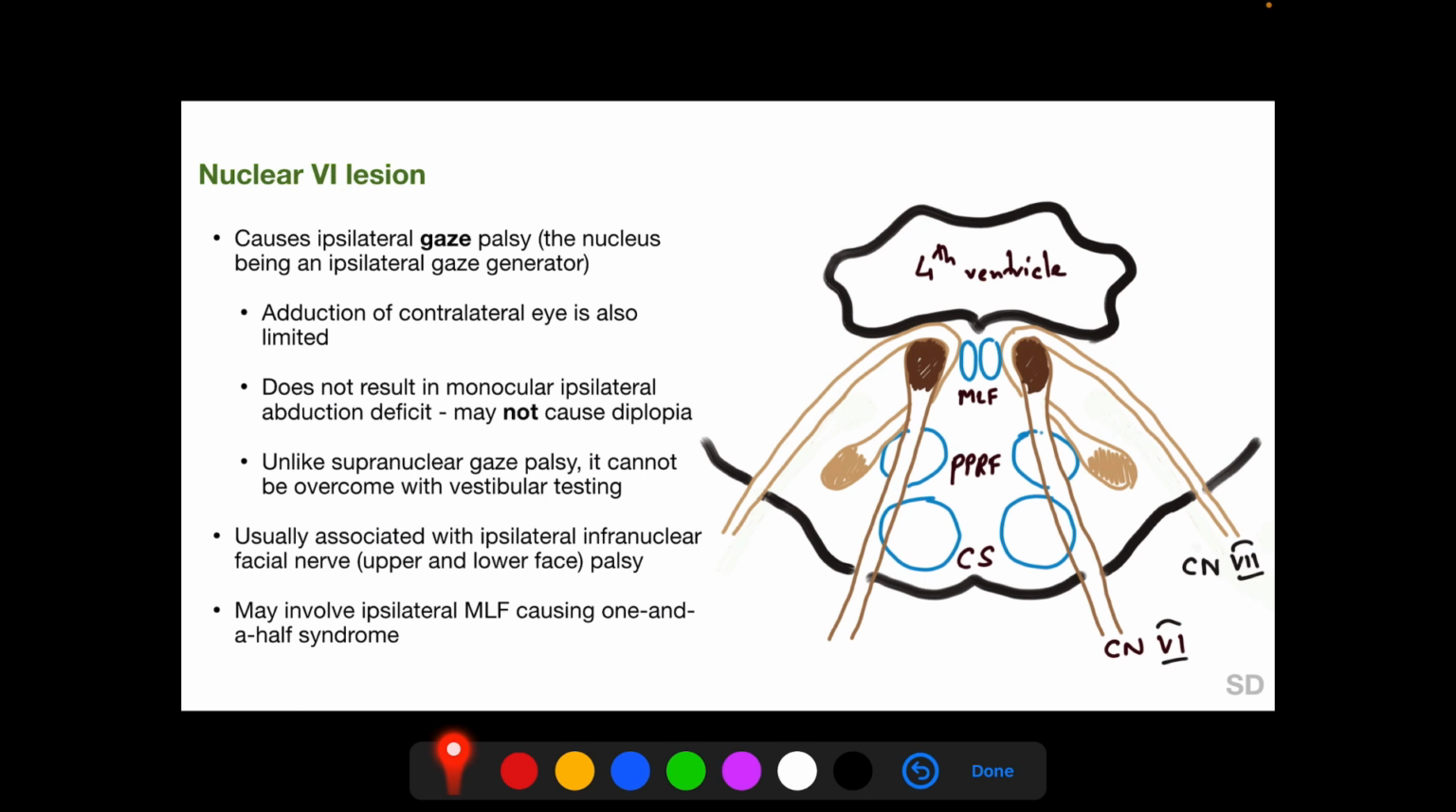Since the cranial nerve 6 nucleus is located close to the facial nucleus and the facial nerve, the lesion may involve these associated structures, and there may be an associated ipsilateral infranuclear facial nerve palsy involving both the upper and the lower face. It may also involve the ipsilateral MLF originating from the contralateral 6th nerve nucleus, causing a one-and-a-half syndrome. This we will be discussing in the next section.